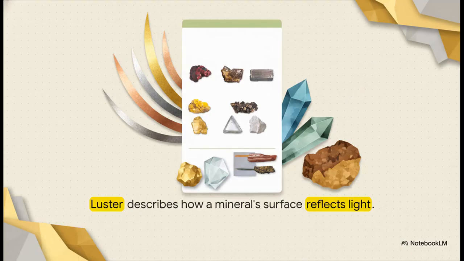Okay, next up in our toolkit is lustre. This is simply how a mineral surface reflects light. Broadly speaking, it's divided into metallic and non-metallic. You've got the brilliant, untarnished shine of native gold for your metallic. And then the non-metallic lustres are just all over the map. You have the vitreous look of clear crystals that resemble broken glass, or you might find a dull, non-reflective appearance that geologists just call earthy.